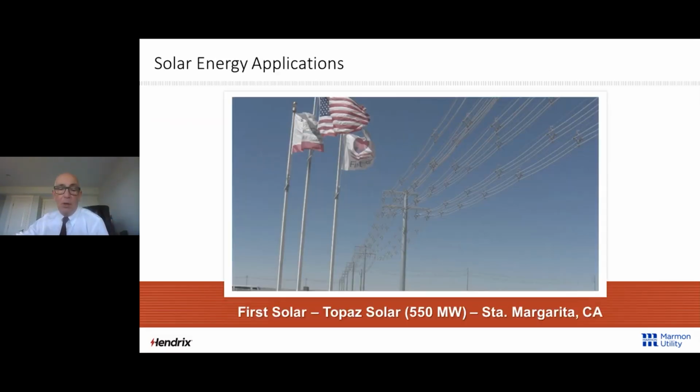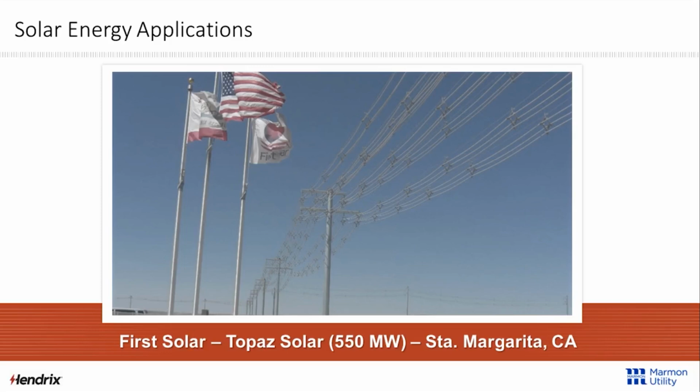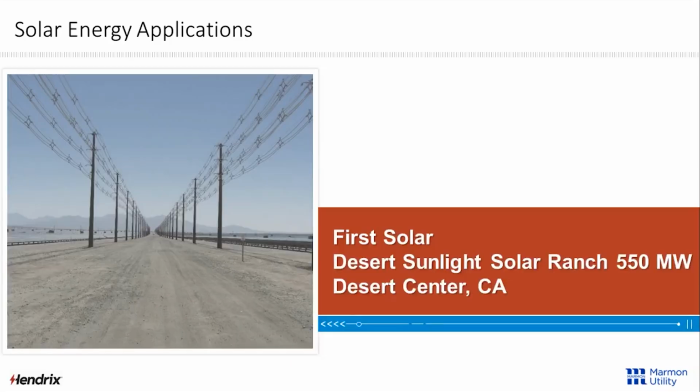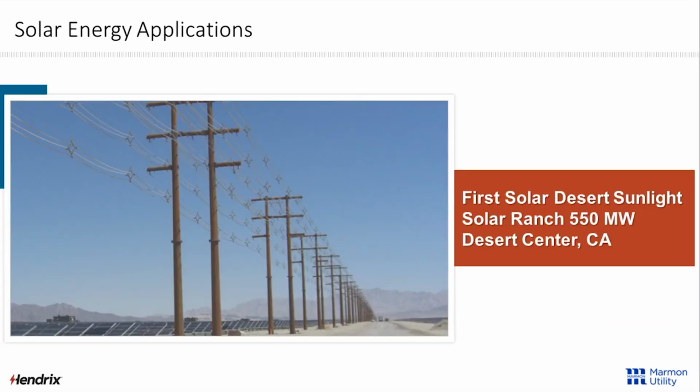This is a First Solar in Topaz. It's 550 megawatts in Santa Margarita, just inland of San Francisco. There's another First Solar. This is Desert Sunlight, also 550 megawatts. Here's a DSSR simulation, First Solar Desert Sunlight, 550 megawatts. Here, this pole line carried 9 circuits, each good for 50 megawatts. So there's 450 megawatts coming down that pole line.